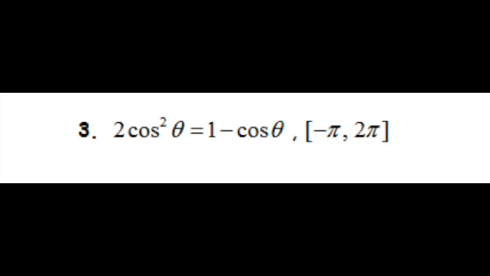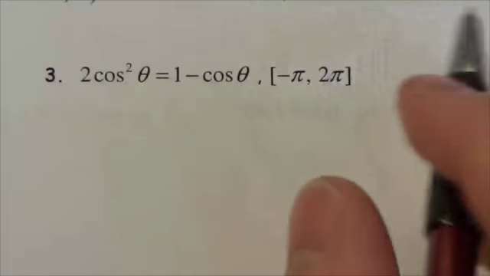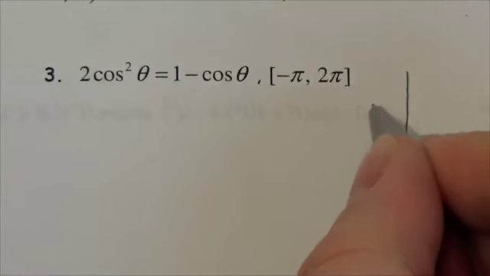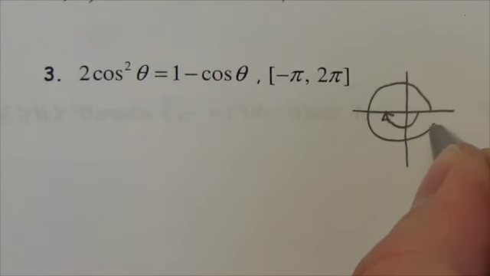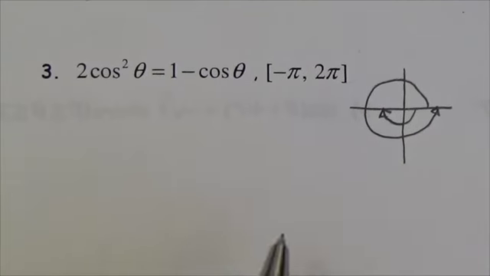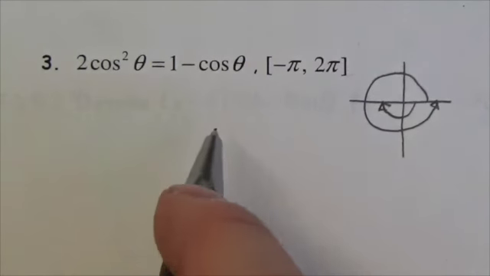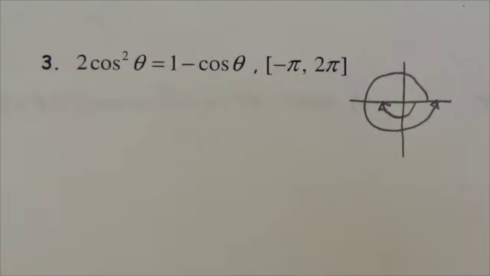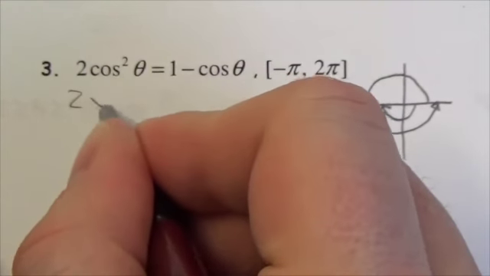2 times the cosine squared of theta equals 1 minus the cosine of theta, where theta is between negative pi and 2 pi. All right. Now, let's take a quick look at the domain of this function before we pop in. This is negative pi to 2 pi, so that's a negative half rotation and then a positive full rotation. Okay. Now I'm going to take a look at the trigonometry here, and I can see cosine showing up in a couple places here, one where it's squared, one where it isn't. So, like I did in a previous question, I'm going to just replace that with an x.